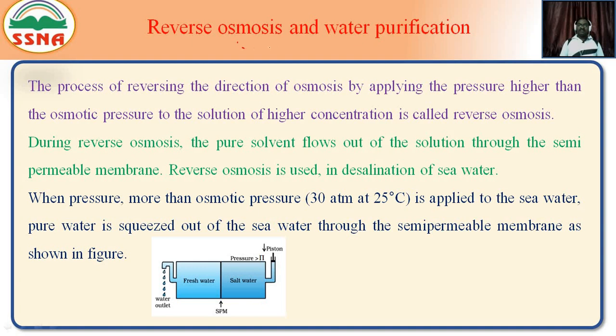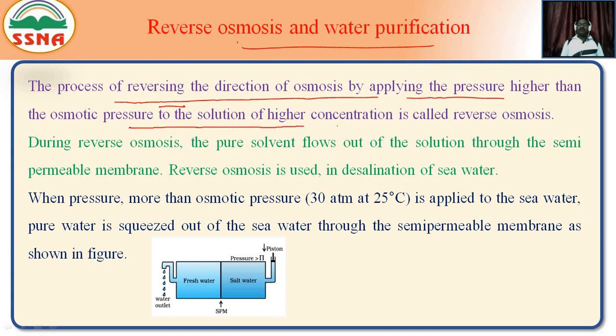Reverse osmosis and water purification. The process of reversing the direction of osmosis by applying a pressure higher than the osmotic pressure to the solution of higher concentration is called reverse osmosis. During reverse osmosis, the pure solvent flows out of the solution through the semi-permeable membrane.